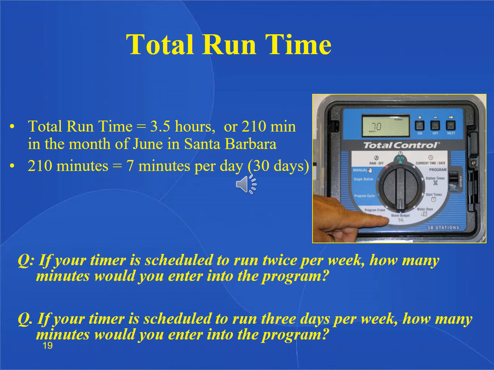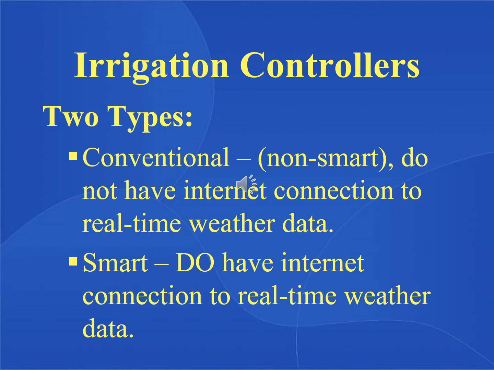So that is how you determine how to actually put the scheduling into your controller for how long it should be on to replace the water that was lost through evapotranspiration, and taking into account the crop coefficient and DU. So hopefully that's not too confusing. We can definitely talk about it more, but I did want to alert you to 2 different types of irrigation controllers, or timers, sometimes called clocks.